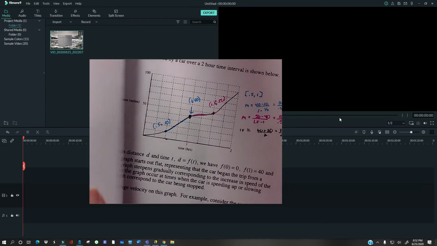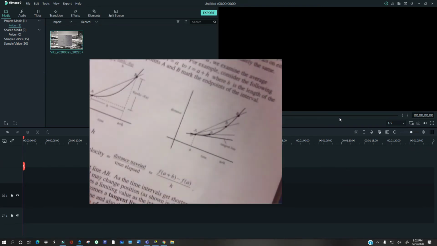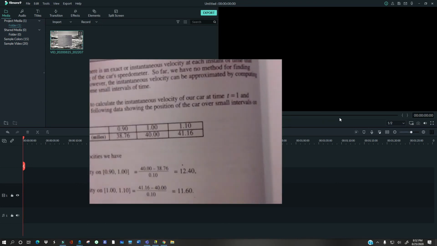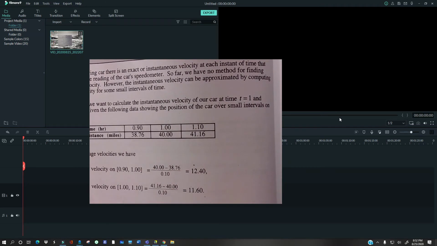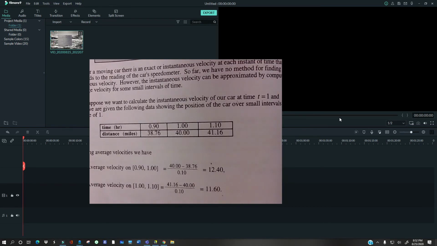Let me get the book. Let's see what other goodies we have in here. Oh, tables are another thing. We didn't really talk about tables today. I was going to hold off on that, but this might be helpful too. Here you have a table, and you see we've got distance and time.